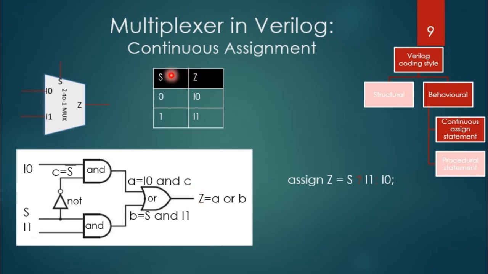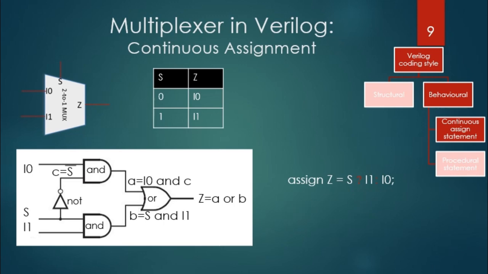So if S equal to 0, Z equal to I0. This can be described in the if-else way, and here is how we describe it using the conditional operator. We put Z equal to I1 or I0, depending on whether the condition is true or false. How to read this statement? We read it this way: Z equal to I1 if S is true, Z equal to I0 if S is false. In other words, Z equal to I1 when S equal to 1, Z equal to I0 when S equal to 0.